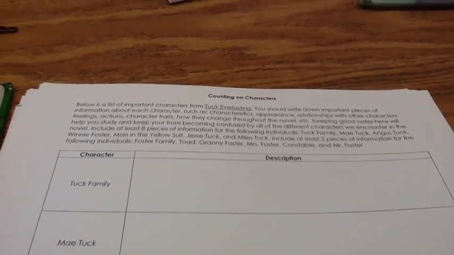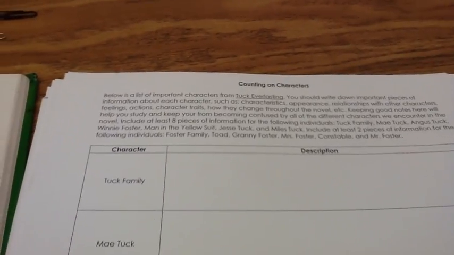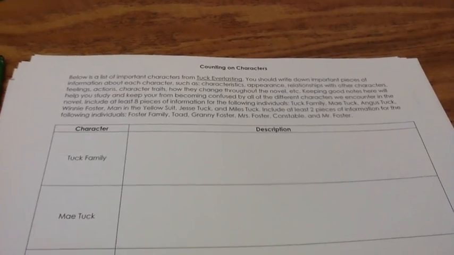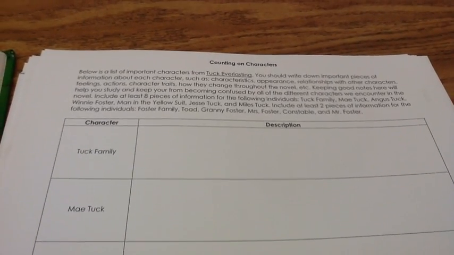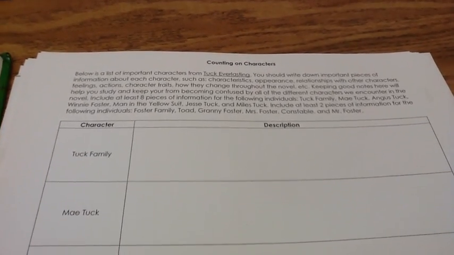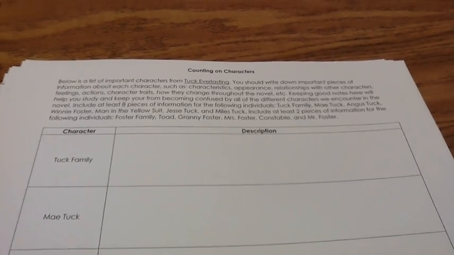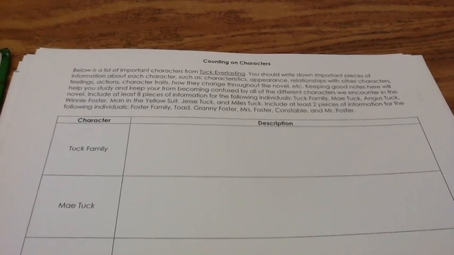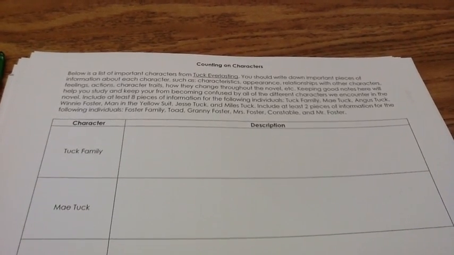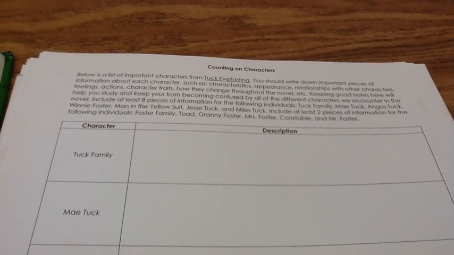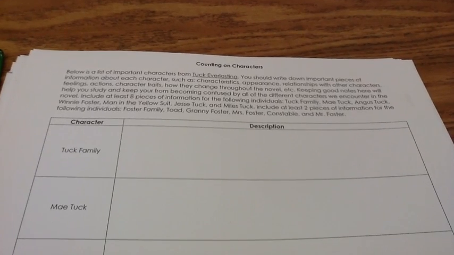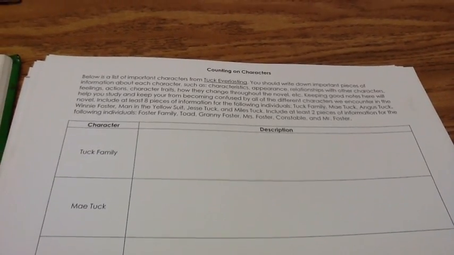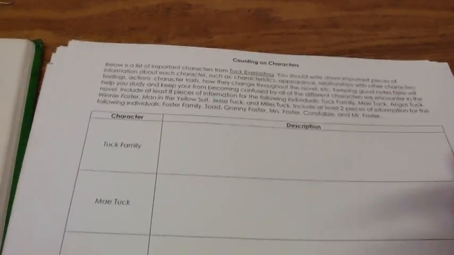Let's read the directions for the next section, Counting on Characters. Below is a list of important characters from Tuck Everlasting. You should write down important pieces of information about each character, such as characteristics, appearance, relationships with other characters, feelings, actions, character traits, how they change throughout the novel, etc. Keeping good notes here will help you study and keep you from becoming confused by all the different characters we encounter in the novel. Include at least 8 pieces of information.